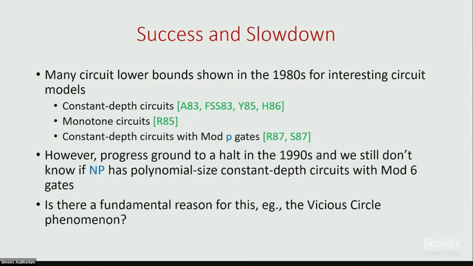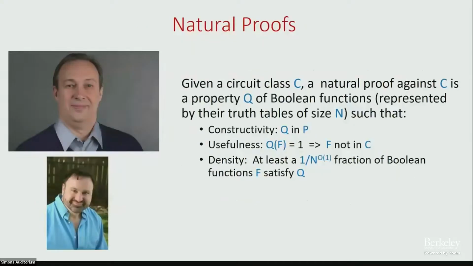It was unclear why we were stuck. So is there a fundamental reason for this? Does the vicious circle phenomenon somehow play a role here? I mean, is that one of the reasons why we might be stuck on this problem? There's this really cool notion of natural proofs of Razborov and Rudich, which says something about this. So what did Razborov and Rudich do?